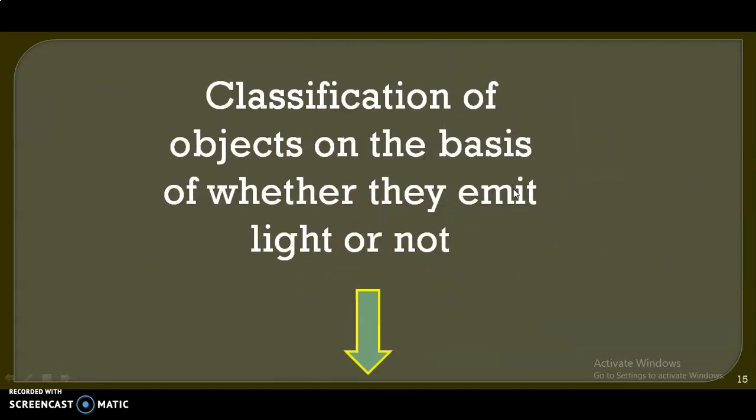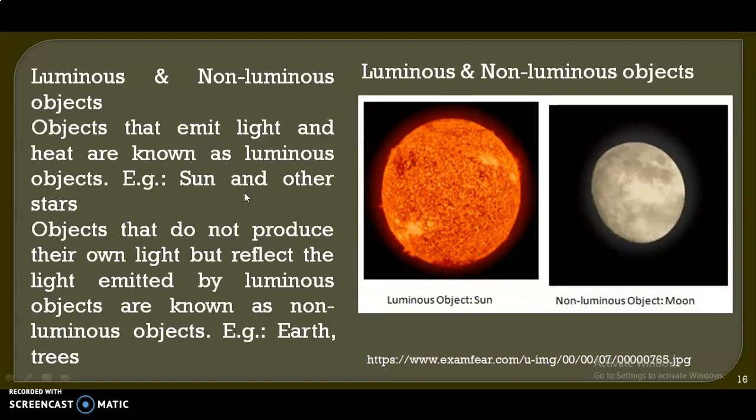Then there are objects that we need to classify on the basis of whether they emit light or not. Emit means whether they give out light or not. So there is a category of objects known as luminous objects, and another category known as non-luminous objects. The objects that emit light and heat are known as luminous objects. For example, the sun and the stars. They give out their own light and heat.